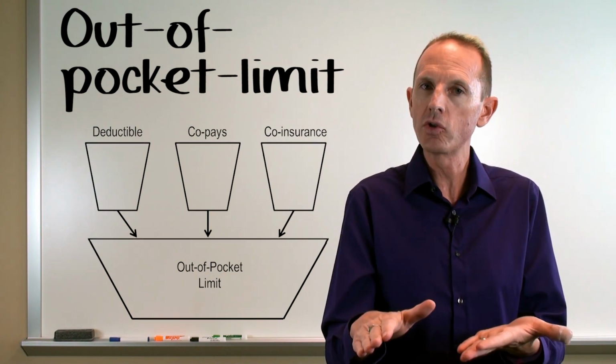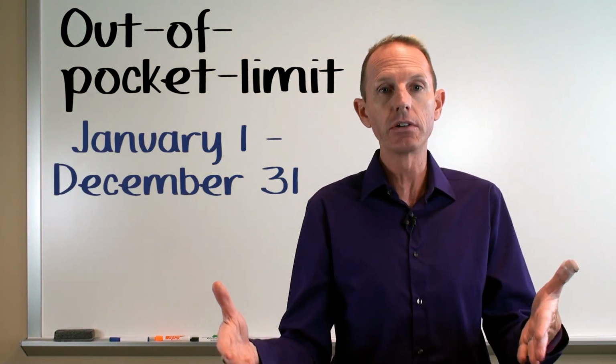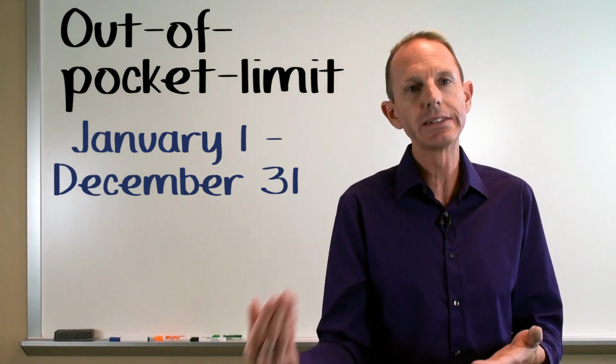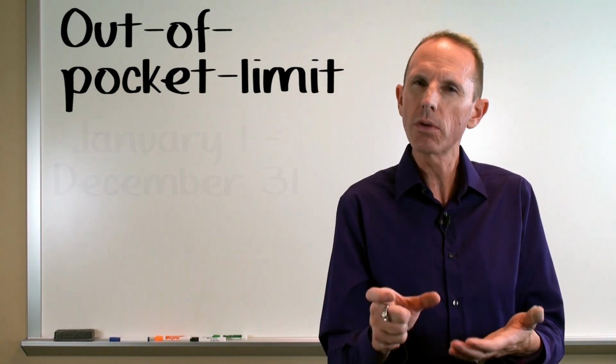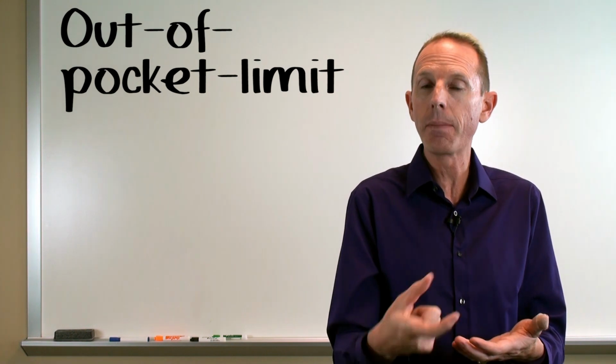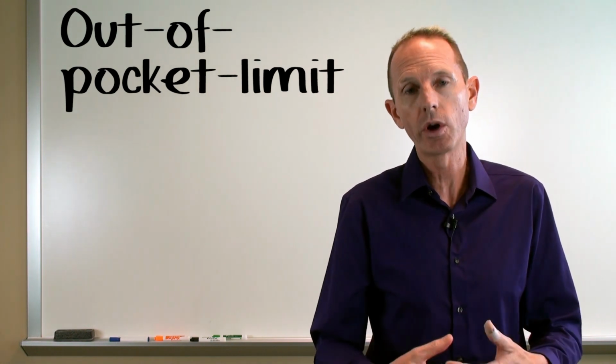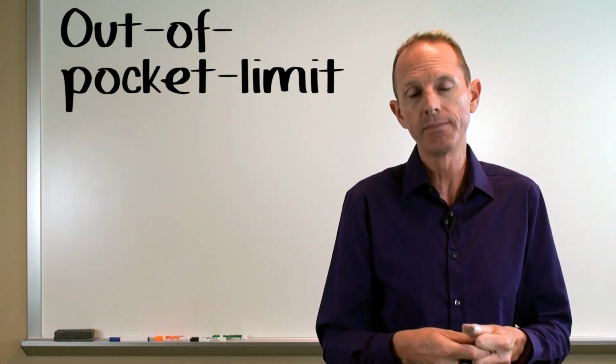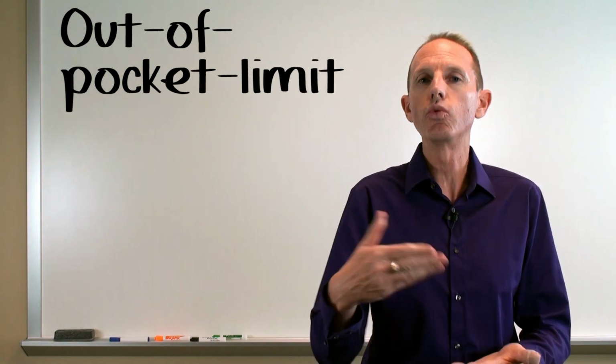Once you hit that amount, and keep in mind it's by a calendar year, so it's January 1st to December 31st, if you hit whatever that limit is by the plan that you've picked, you would be at 100% coverage the rest of the year. Also keep in mind that it resets every January 1st.